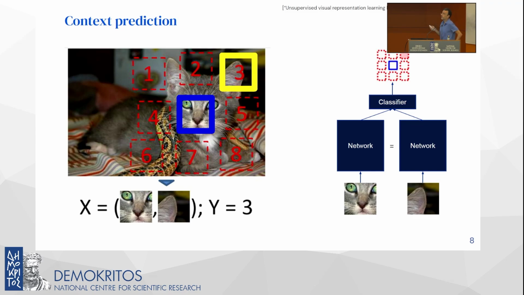Again, notice the following. We don't actually care about the classifier. This is too specific for the pre-training task. What we care about is the representation from the network here. This is what we will use afterwards. Again, some intermediate representation.